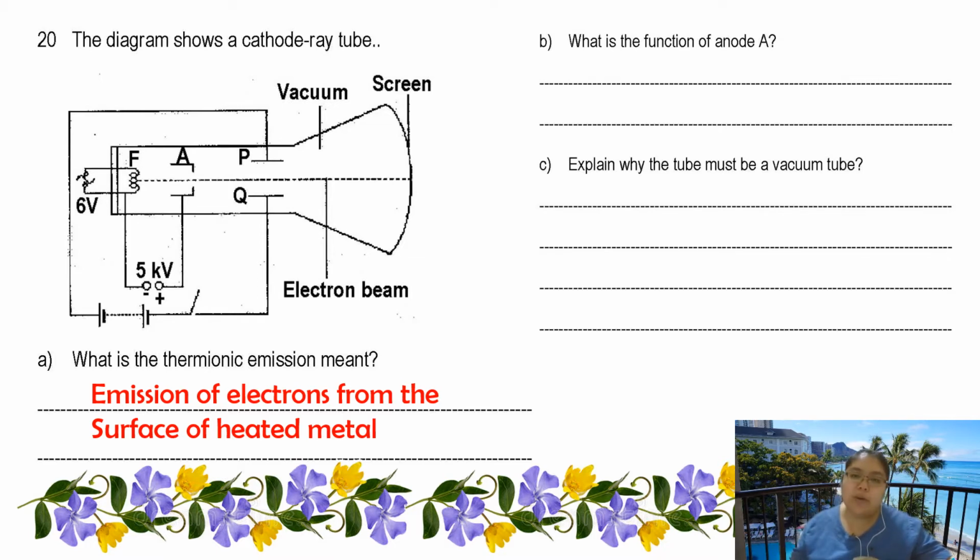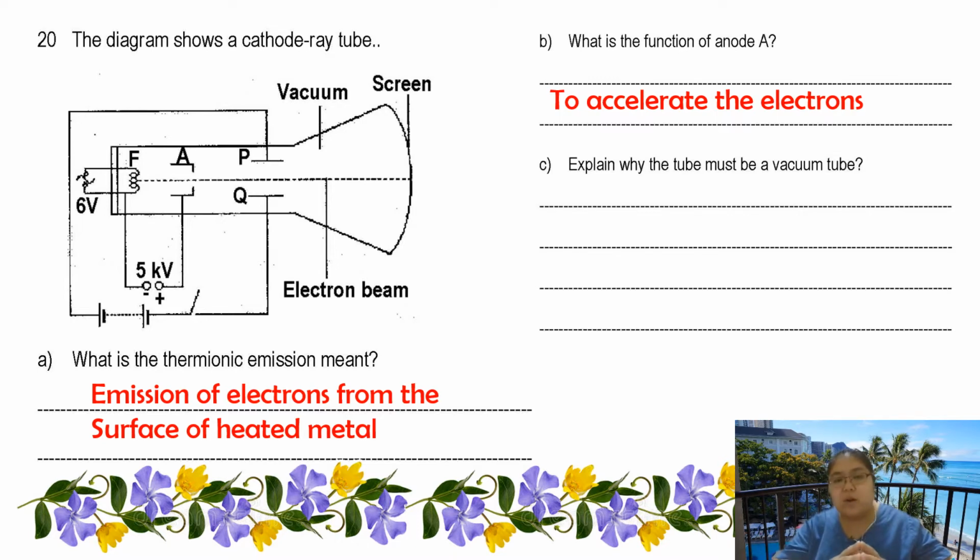Okay, the second one, what is the function of anode A? Can you see anode A? The function is actually to attract all the electrons so they come faster. So the function is to accelerate the electrons. From the cathode to the anode, we find the motion of the electrons becomes faster, with the highest velocity.